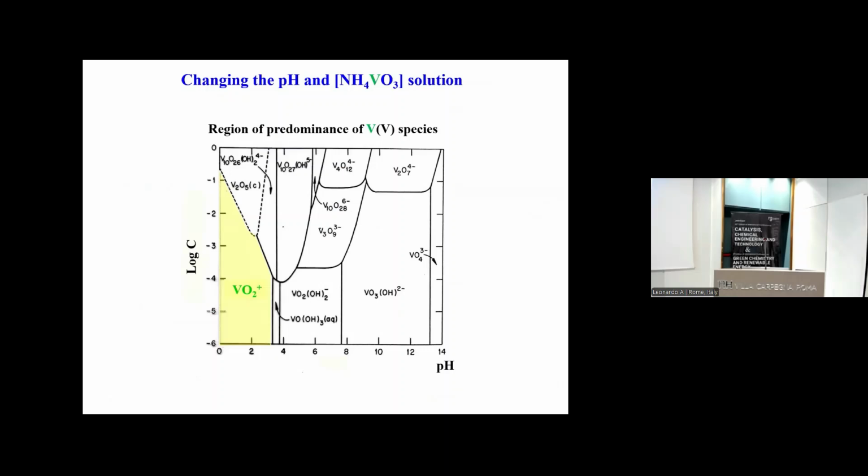Now, when we change the pH and concentration of the ammonium metavanadate, we can observe by the region of predominance of vanadium species that when we are, for example, at pH 6, we have several types of vanadium species, mononuclear and polynuclear vanadium species. So we check what happened under this condition.